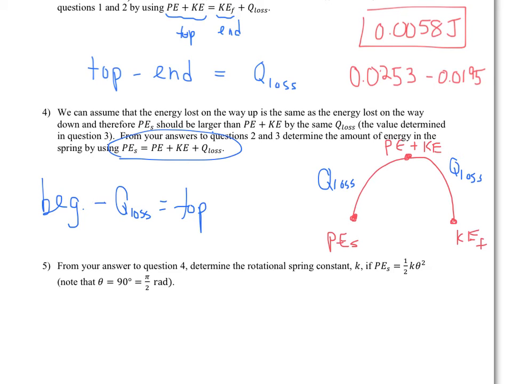So imagine you lose 3 joules of energy on the way up, you're going to lose 3 joules on the way down. So if we lost 0.0058 joules on the way down over here, that's the same amount we lose on the way up. So if you want to solve for the amount of energy in the beginning, how do I get rid of that Q loss right here?